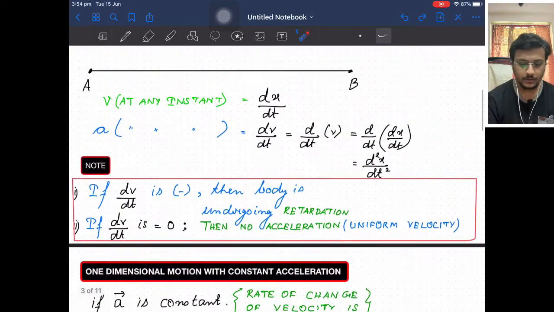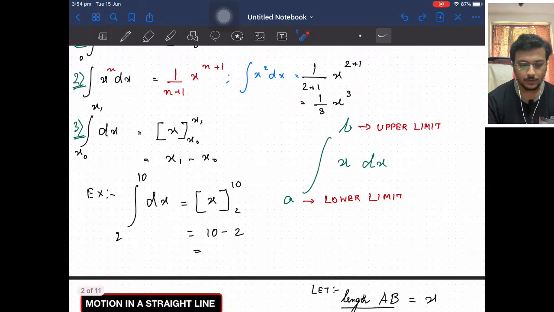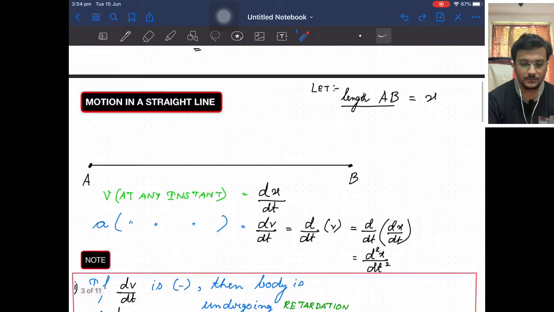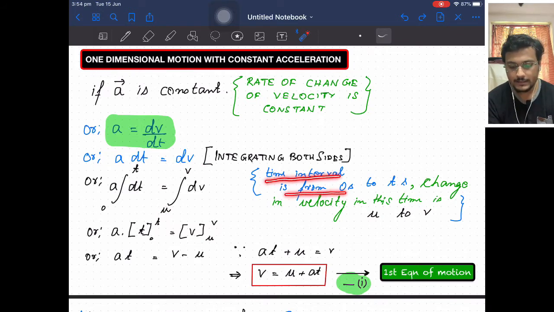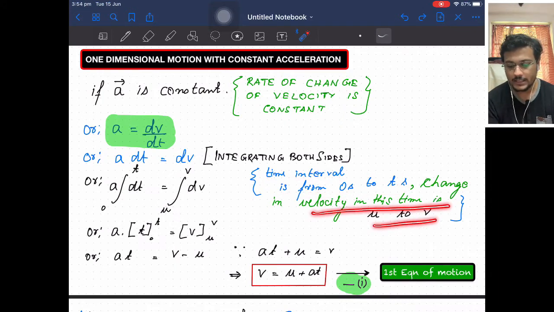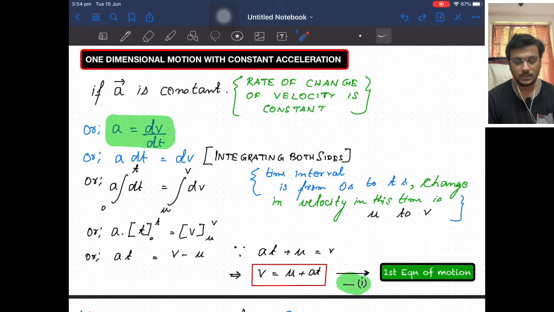If you remember, it is similar to this formula. Hopefully you can understand this formula and this one. Both of these things are the same, they are similar. So what I have written here is that the time interval is taken between 0 seconds to t seconds, and in this time interval the change in velocity is from u to v. The velocity changes from u to v.